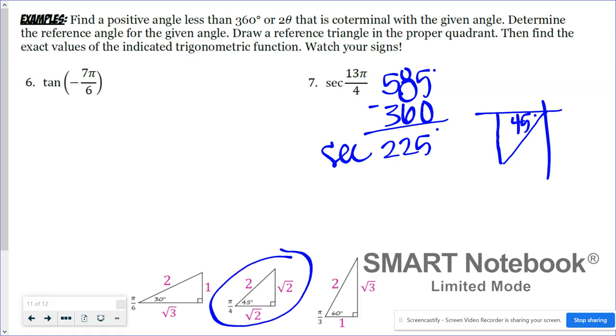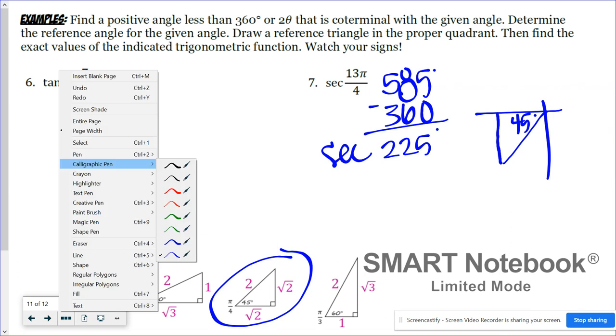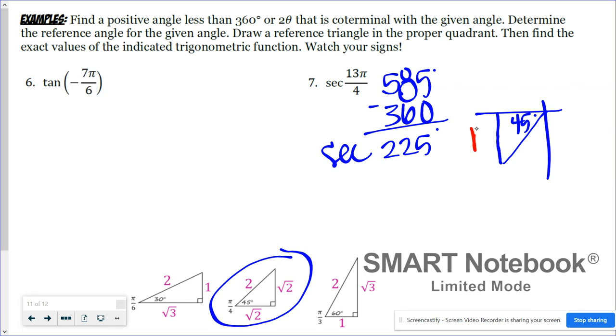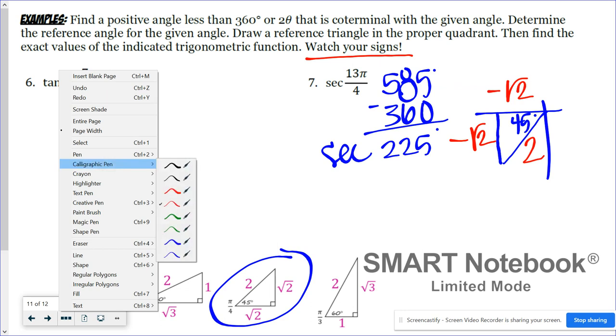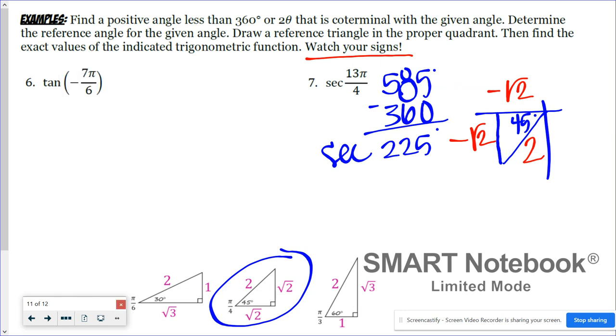So now I'm ready to label my sides accordingly, right? So opposite the 45 is the square root of 2. The hypotenuse is always 2. The other side is also the square root of 2. Watch your signs. Here in quadrant 3, both x and y are negative. So now I'm ready to write my trig ratio.